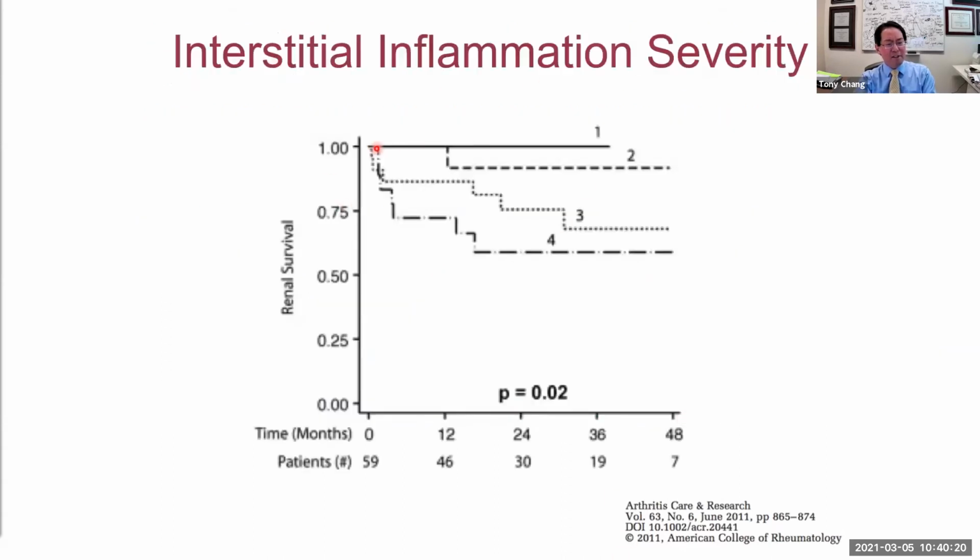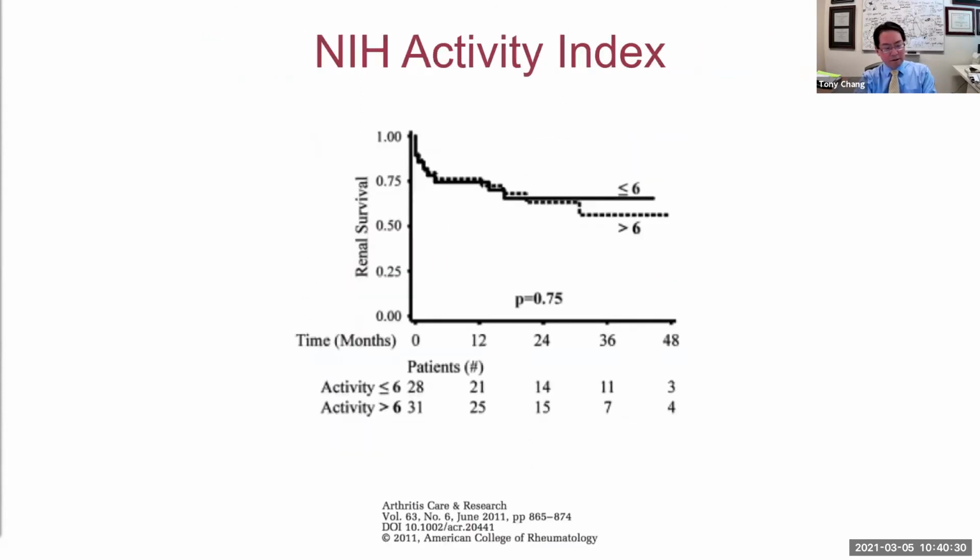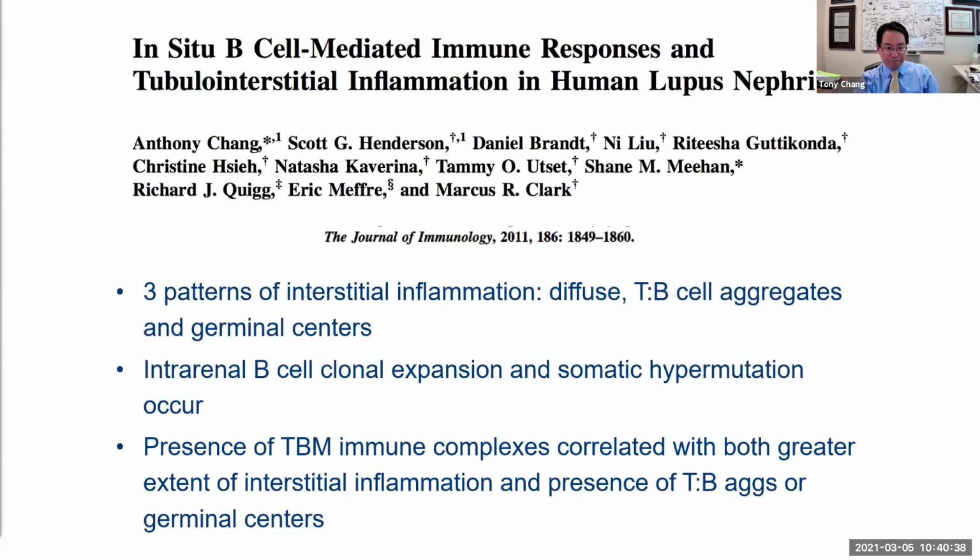And so here are patients that had no inflammation actually did fantastic, and those that had very severe inflammation did the worst, right, in terms of their renal survival. And you can see that this doesn't really separate when you're looking at activity index for these patients. And so when you look at this compartment, which we actually have in a little bit more detail, we found that you often can have diffuse interstitial inflammation or organized lymphoid aggregates in the form of either T-cell, B-cell aggregates or germinal centers.